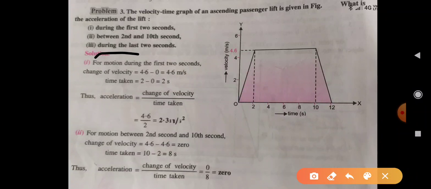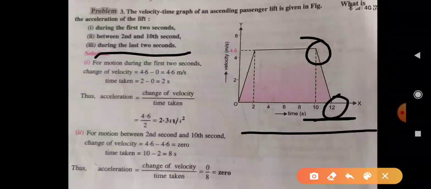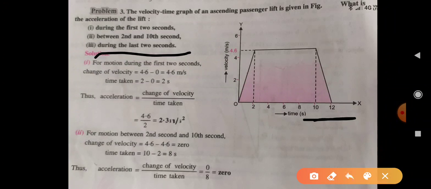Now the condition during the last 2 seconds, means 10 to 12. In this situation, the initial velocity was 4.6 and the final velocity was 0 at this point. So change in velocity will be 0 minus 4.6, which is minus 4.6 meter per second, and time taken will be 12 minus 10, which is equal to 2 seconds.